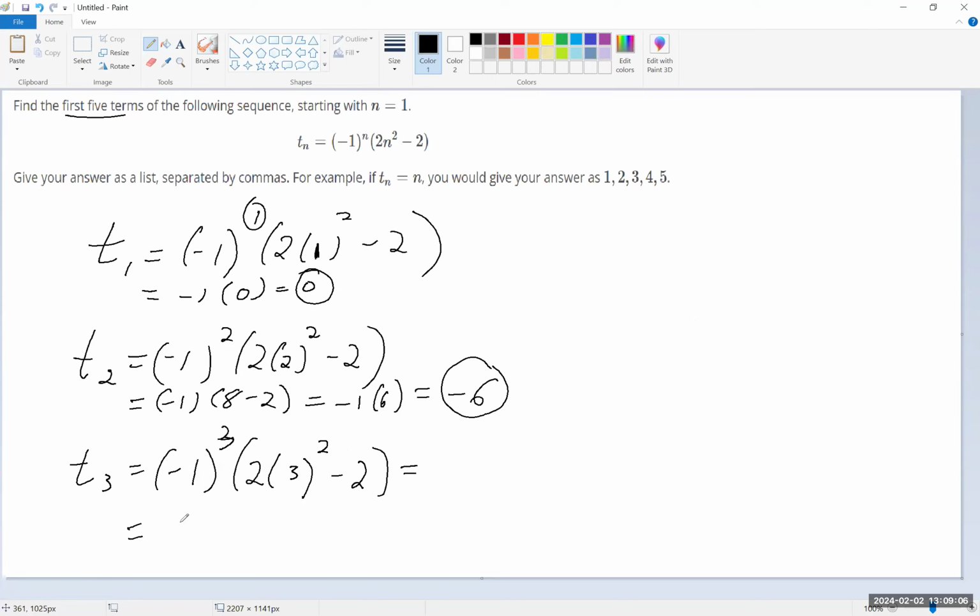So this is going to be, oh, by the way, I made a mistake here. This becomes a positive 1. -1 to the third power is -1. 3 squared is 9 times 2 is 18. 18 minus 2 is 16. So it's minus 16.